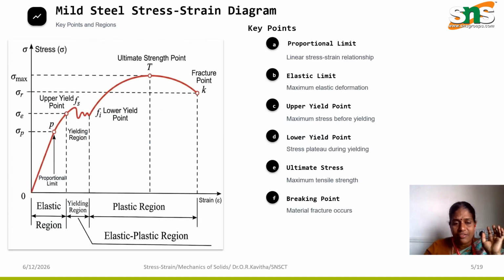Here is a graph drawn between stress and strain, and you can see the different limits. The proportional limit is the linear relation of stress and strain. The elastic limit is the maximum elastic deformation. After that, if we apply more load, plastic deformation will occur. Finally, you can see the breaking point, where the material will break. This is the relation shown in the stress strain graph.